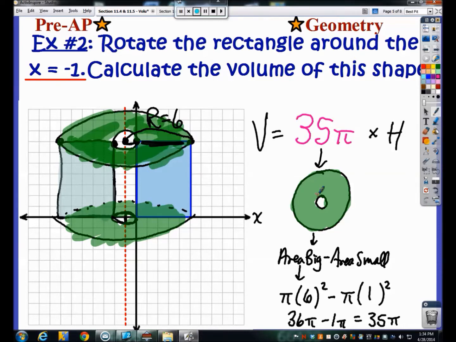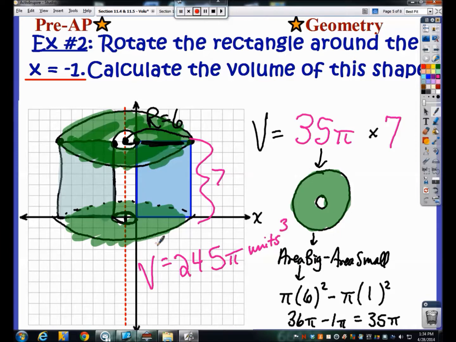So each layer, if you will, each floor of the toilet paper roll is 35 pi. Now, how many floors are there, if we will? That's our height. Well, that's still our 7. So I can multiply that by 7, and 35 times 7 is going to give me a volume of 5, carry my 3, 245 pi units cubed.